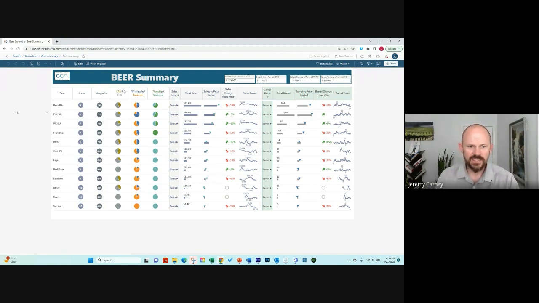Okay, then we're going to see, do we mostly sell cans or kegs for each of these beers? And you can see there is a variety. Some only come out in kegs. Others, we sell a lot of cans. So that's kind of an interesting look.